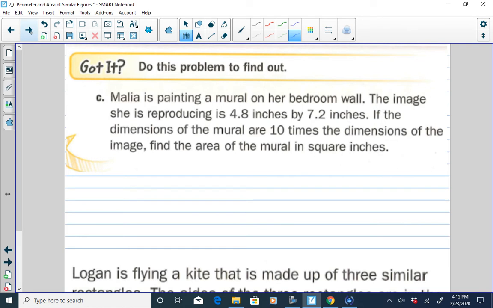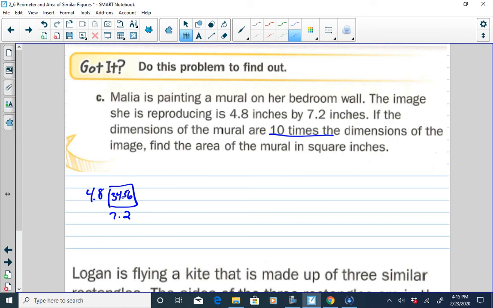Okay? So Malia is painting a mural on her bedroom wall. The image she is reproducing is 4.8 inches by 7.2 inches. If the dimensions of the mural are 10 times the dimensions of the image, so there's our scale factor of 10, find the area of the mural in square inches. Well, if I sketch my first little picture here, this is 4.8 by 7.2.